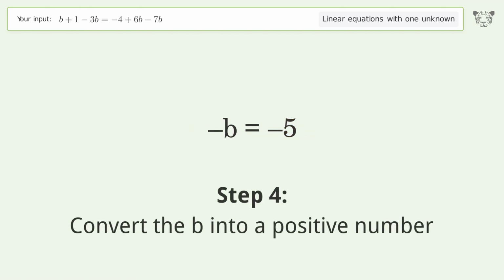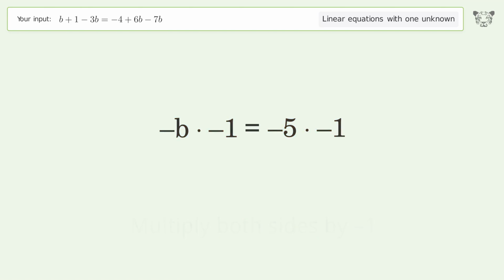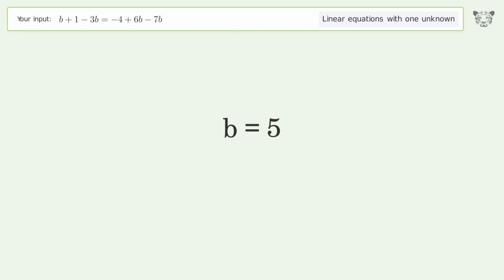Convert the b into a positive number. Multiply both sides by -1. Remove the ones. Simplify the arithmetic. And so the final result is b equals 5.